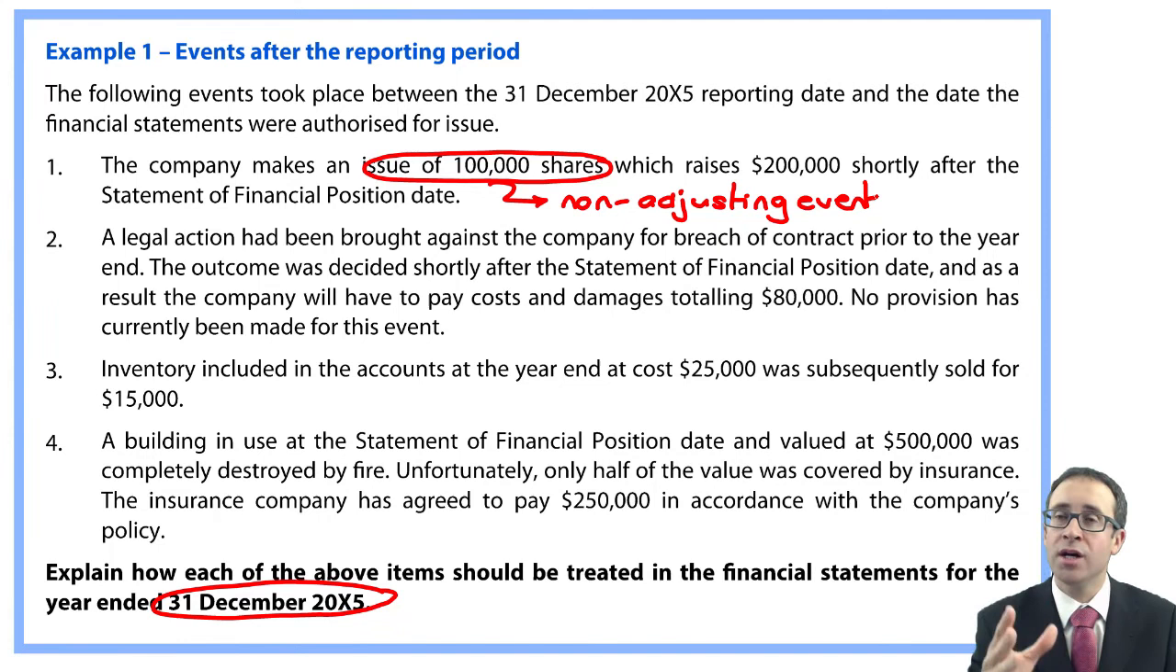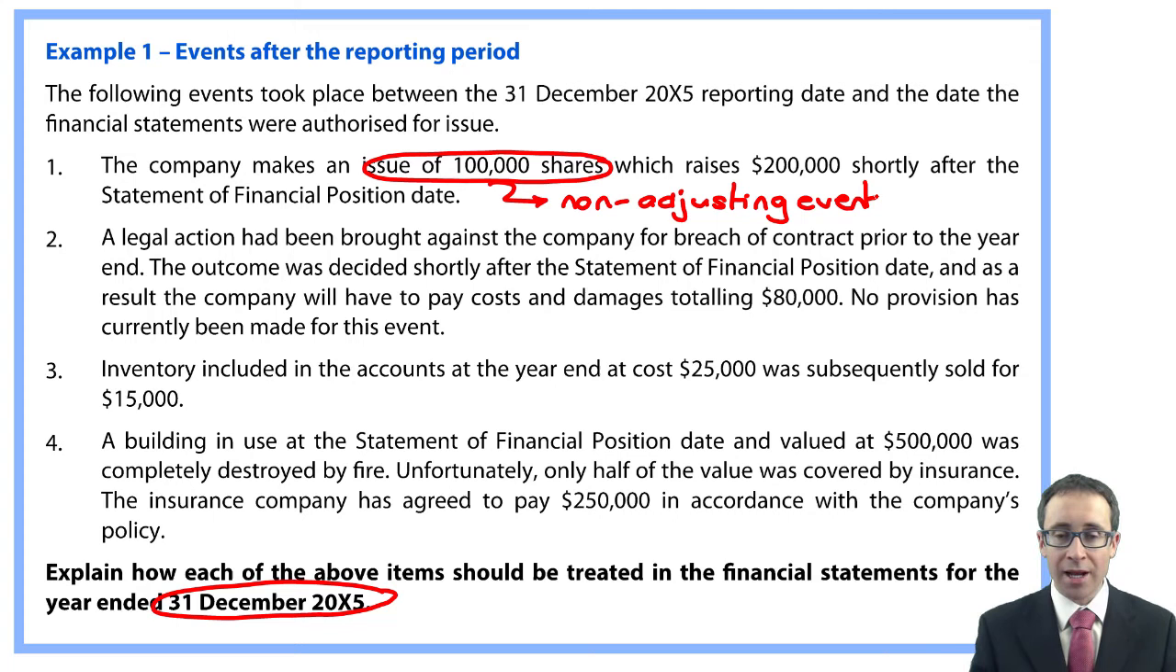Even though they're not issued, you make the adjustment to give the user of the accounts a more faithful representation of what the earnings per share is, inclusive of that issue of shares shortly after the reporting date. So do just be careful. It's a non-adjusting event within the financial statements, but with regards to disclosure, you would disclose it as it is material, and you also update the disclosure with regards to your earnings per share. So just be aware of that tiny picky point.